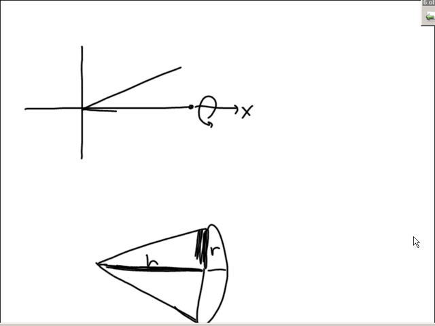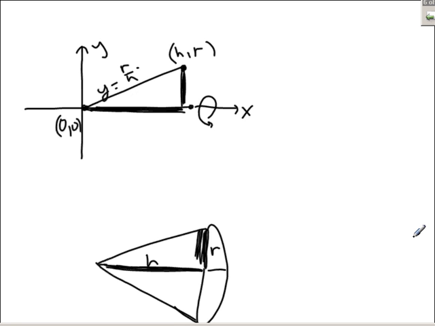Now, this distance should be h, and that distance should be x. Well, that tells me that that point is h. Maybe I said it wrong. This distance is h, and this is r for radius. That point is (h, r). And the point here, of course, is (0, 0). So I can find the equation of this line. It's y equals r over h times x.